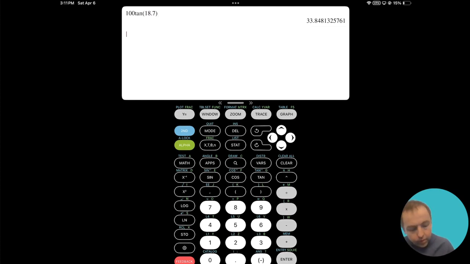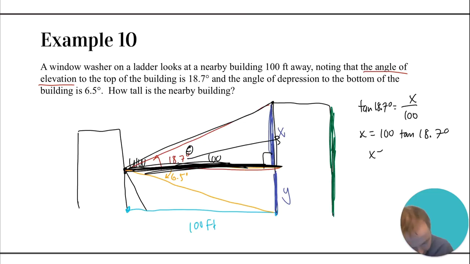Which is about 33.85. And that'll be in feet.